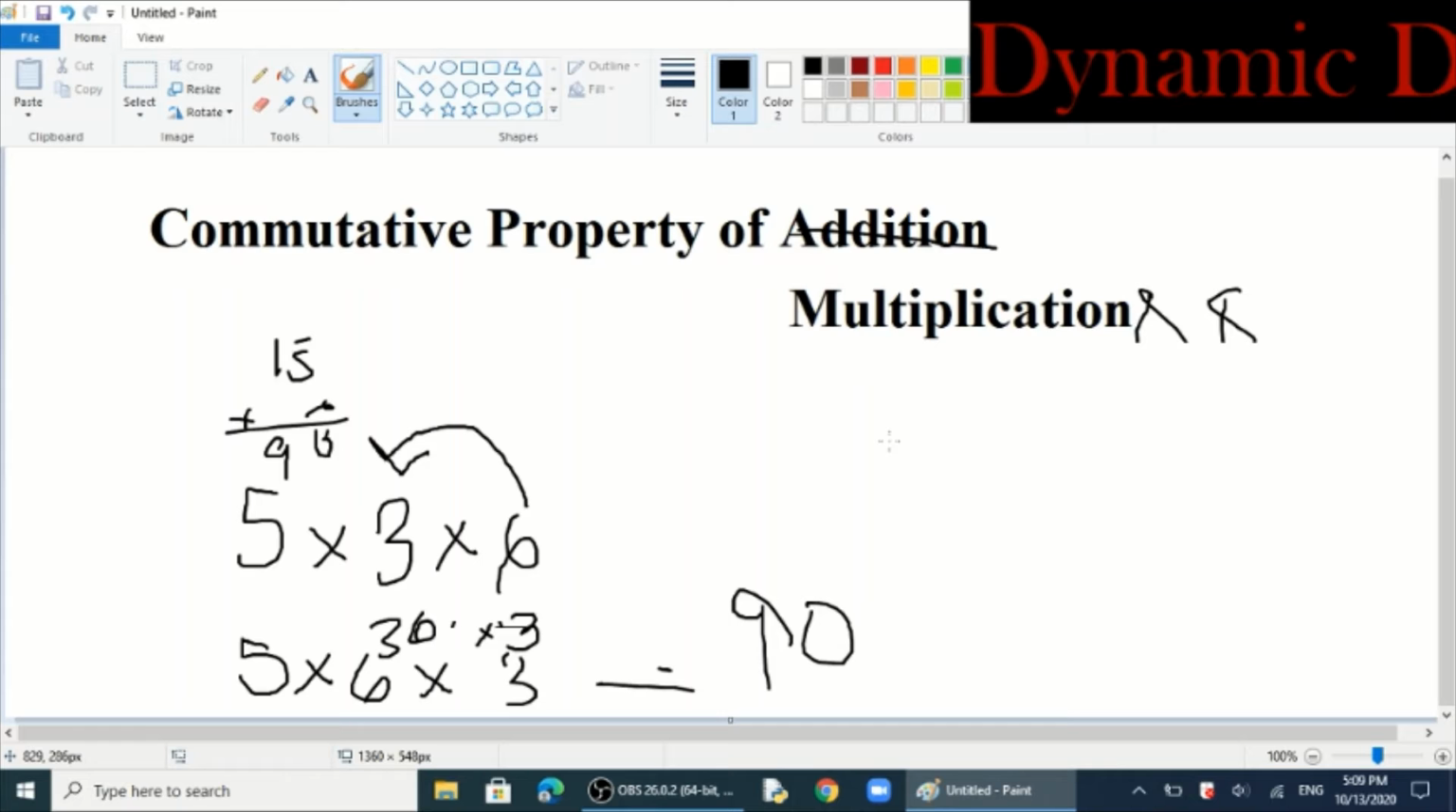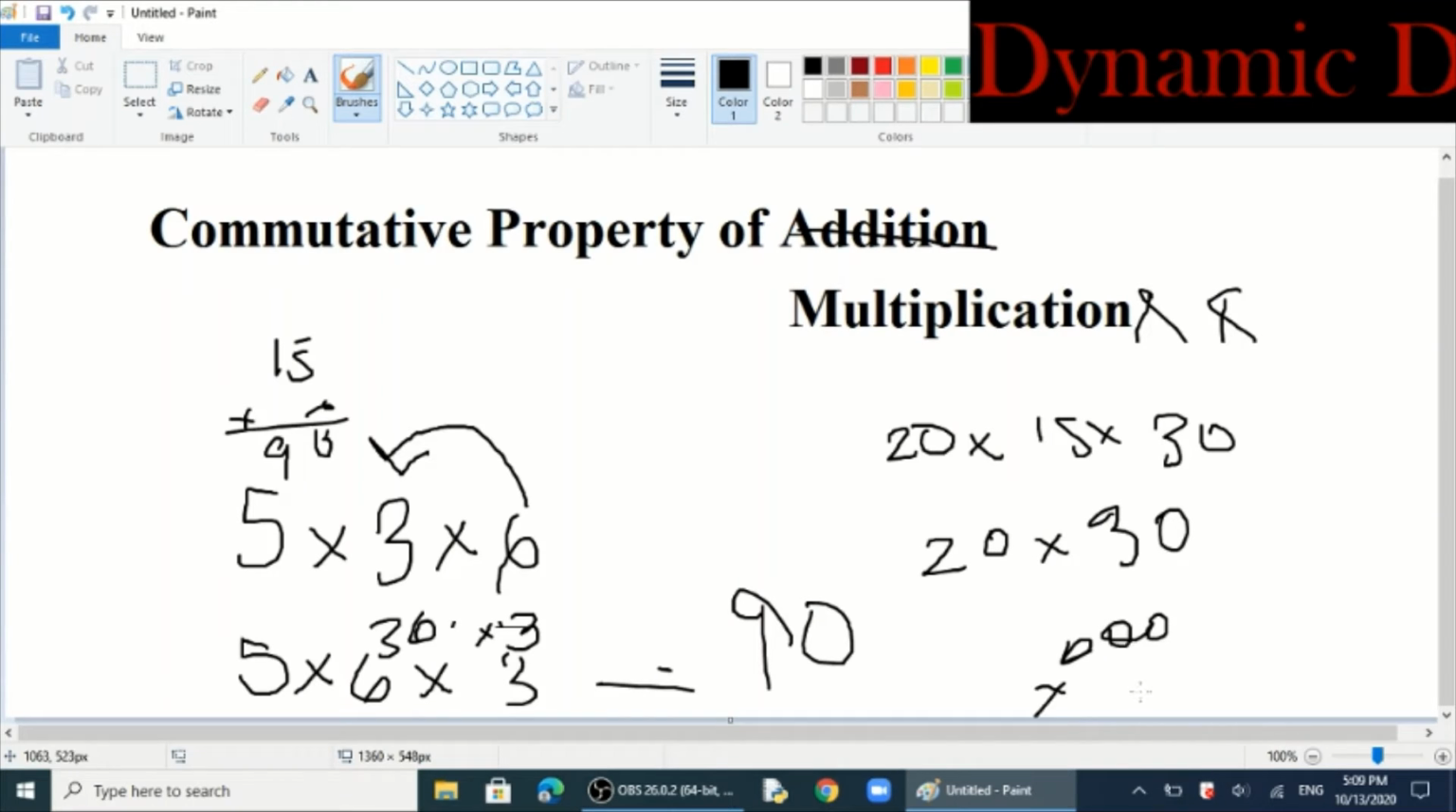If I were to have 20 times 15 times 30, I want the 30 and 20 together so I can get 600. So 20 times 30 equals 600. And then times 15 is 9,000. So really, the commutative property of multiplication is the same as the commutative property of addition, just with multiplication signs.